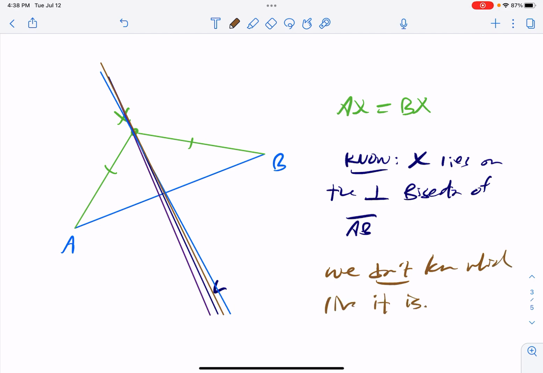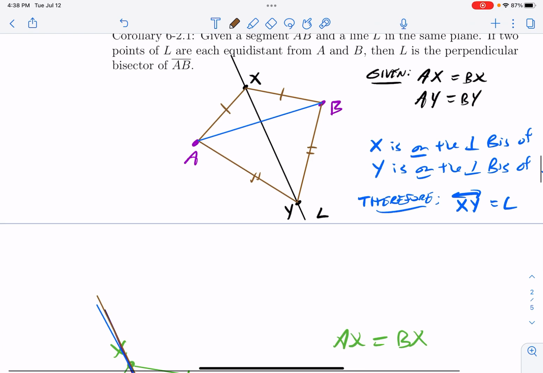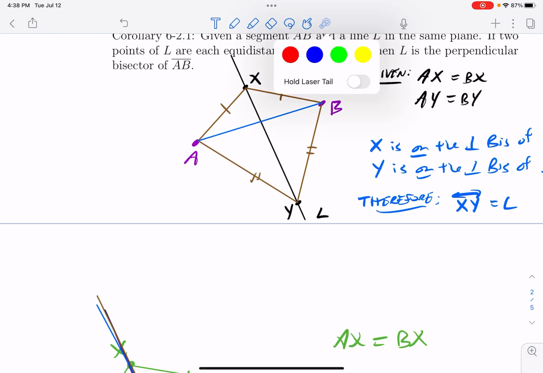But in the corollary we just saw, the key difference is that I have 2 points. X is on the perpendicular bisector and Y is on the perpendicular bisector. There's only one line that goes through both of them. So when you have 2 equidistant points, you can make that kind of conclusion.